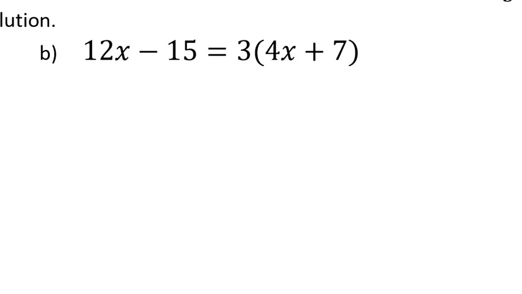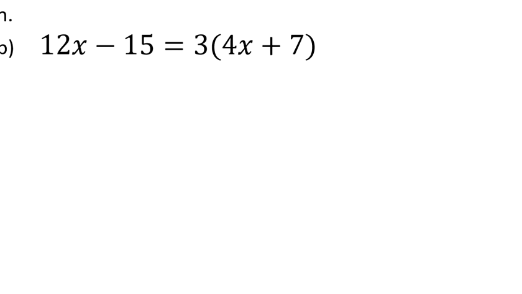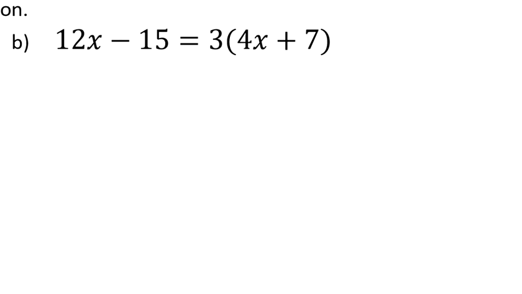For 10, part B, I don't have the fractions to deal with, so we're just going to go ahead and distribute the 3 on the left-hand side. So this becomes 12x plus the number 21. Over on the right-hand side, you can see I have 12x minus 15.